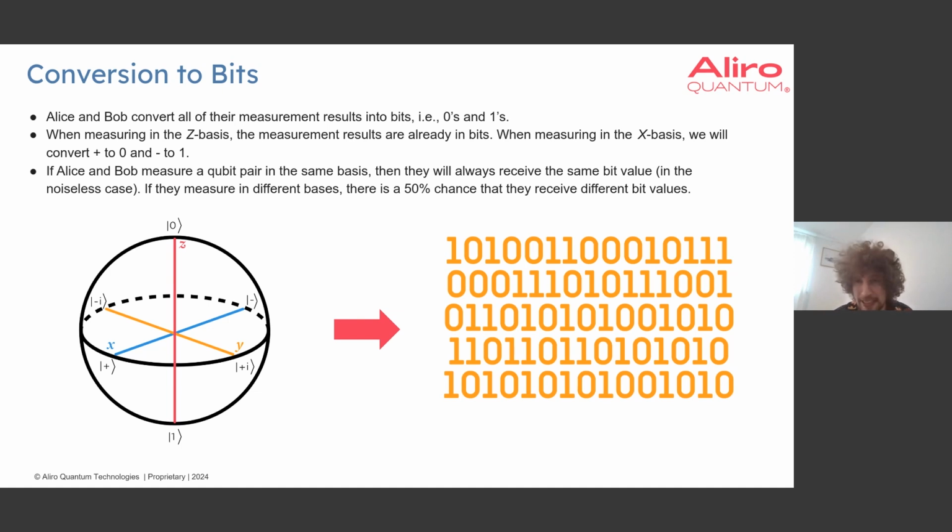If Alice and Bob measure in different bases, then there's a 50% chance that they will receive different bit values. This is because there's a 50% chance of getting measurement results 0 and minus, or 1 and plus, or vice versa, which yield different bit values. There's also a 50% chance that they will receive the same bit values. This is because there's a 50% chance of getting measurement results 0 and plus, or 1 and minus, or vice versa, which yield the same bit values. The relationship between bases selected and matching of bits is going to be very important for the security of this protocol.